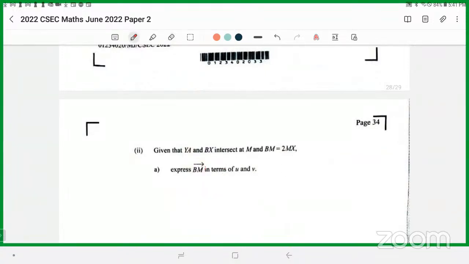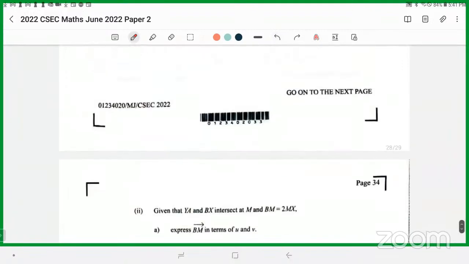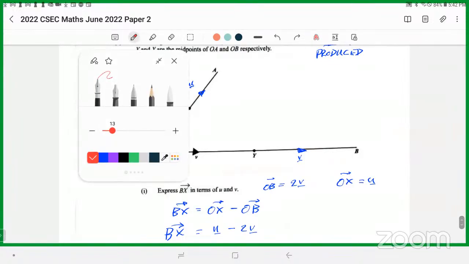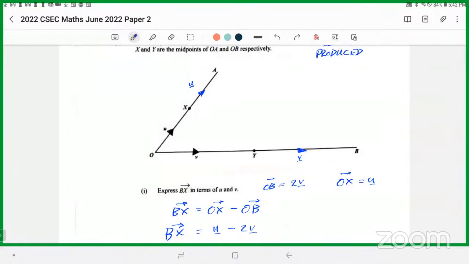YA and BX intersect at M. So I need to draw the line YA and the line BX on the diagram. Let's draw them in. YA is this one up here, from here to here. Use a ruler and draw a straight line. That is YA. Then BX is from here to here. Again, use a ruler and draw a straight line down there. They intersect at M, so this point here is M.